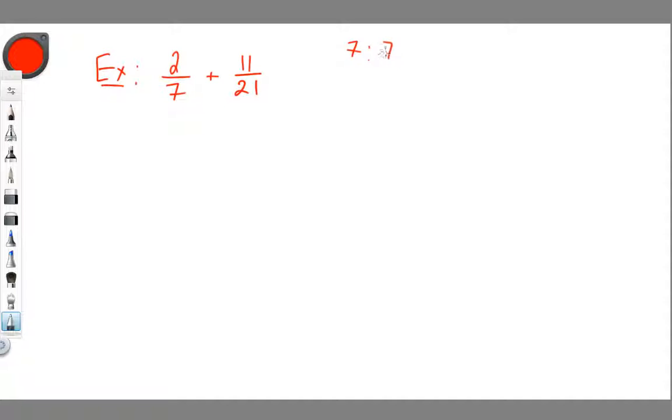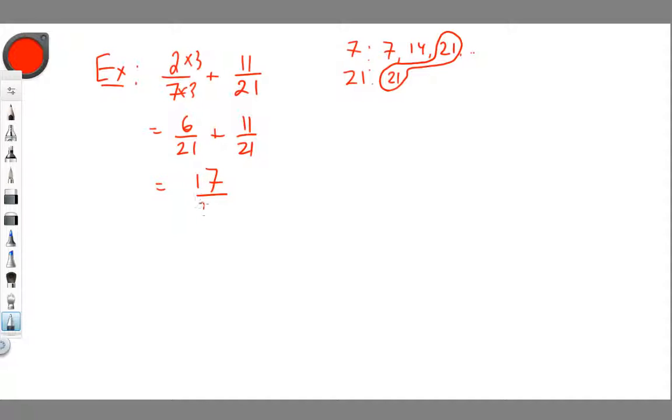So 7, add another 7, 14, add another 7, 21. And then 21, of course, shows up just like that. There's 21. So then I'm asking myself, how do I get 21 when I have 7 here? Well, it's the third number in the list, or 7 times 3 is 21. So it becomes 6 over 21 plus 11 over 21. And that gives me 17 over 21.